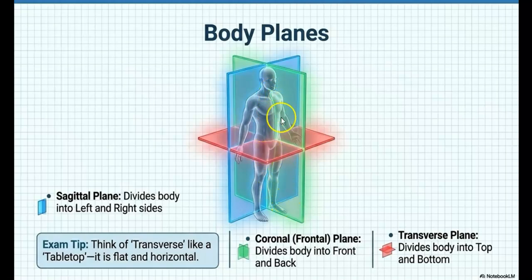The second is the coronal or frontal plane. It divides the body into front and back, the blue one here. The third is the transverse plane, red color. It divides the body into upper and lower parts. These 3 planes are very important in anatomy and medical imaging. Whenever you see a scan, think about which plane it has been taken in. Remember the trick: sagittal is left and right, coronal is front and back, transverse is top and bottom.